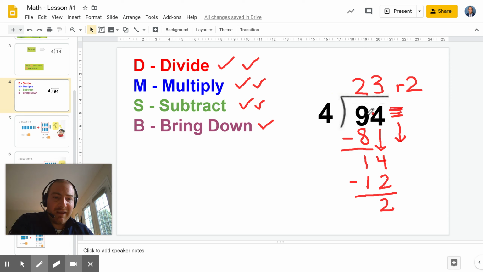If I have 94 soldiers and I'm breaking them into 4 tents, I'll have 23 soldiers in each tent, and there's 2 left over without a tent. So that's the process for a long division.